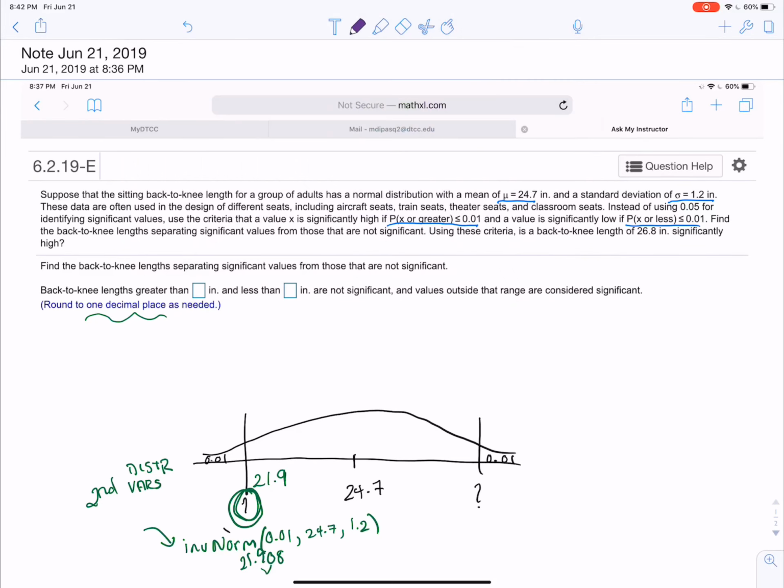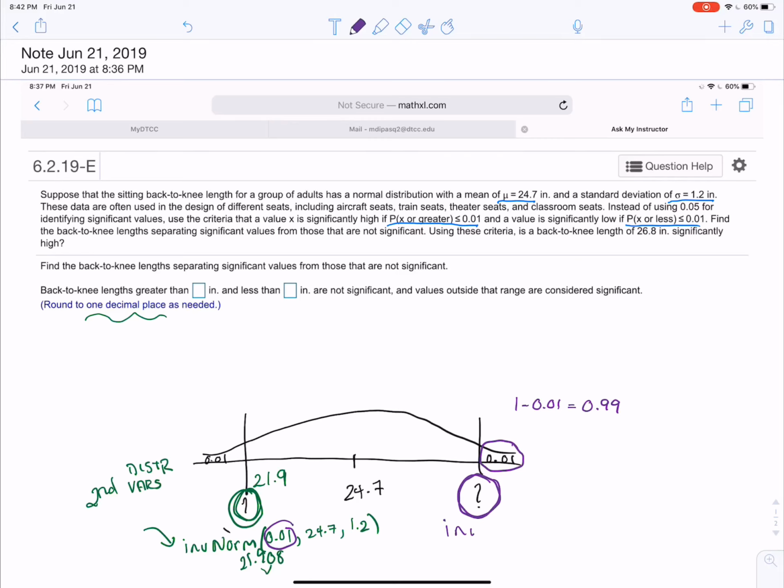Then we're going to go through the same logic with this one. The thing that's important to remember with inverse norm is that that area is always the area to the left. So we know the area to the right, it's that 0.01. So to find the area to the left, we do 1, the total area, minus the area to the right. So that tells us that we have an area of 0.99 to the left.